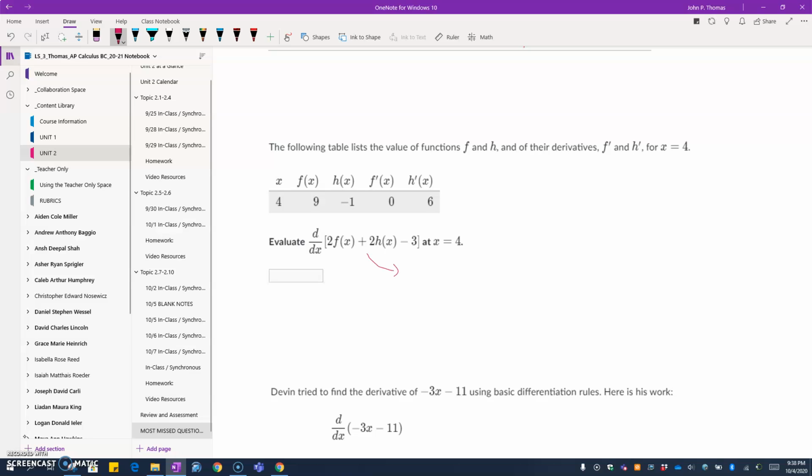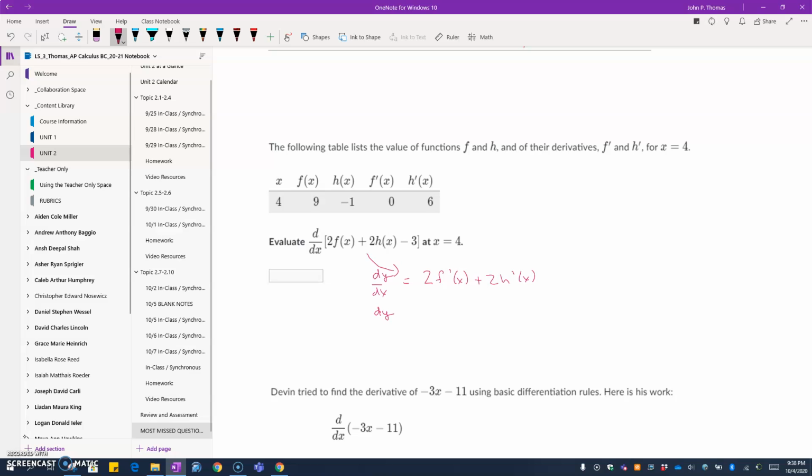Alright, so we're going to go ahead and take the derivative. So we know with derivatives it follows the same rules as limits. So that constant 2 can come out front, and then we just take the derivative of f, which would become f prime of x, plus 2, and then we're going to have an h prime of x. And we know the derivative of a constant is 0, so that negative 3 goes away. Alright, so this equals our dy dx.